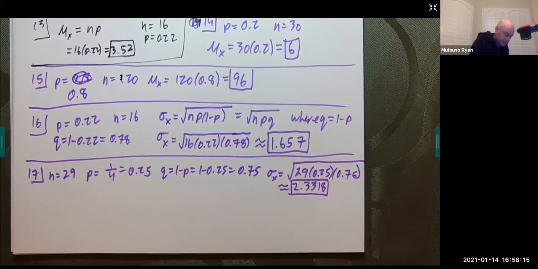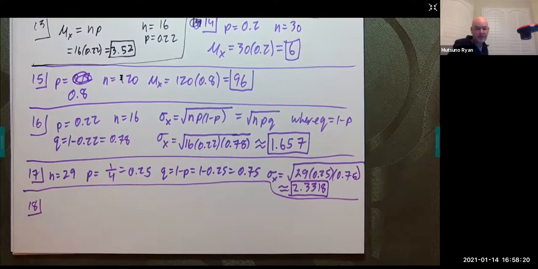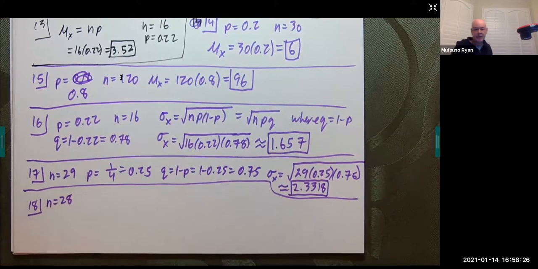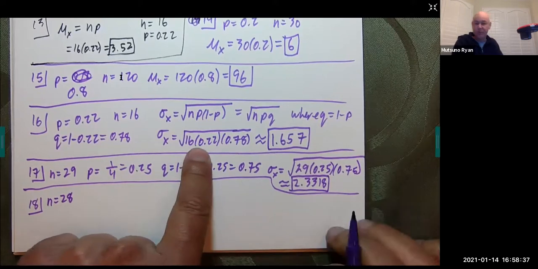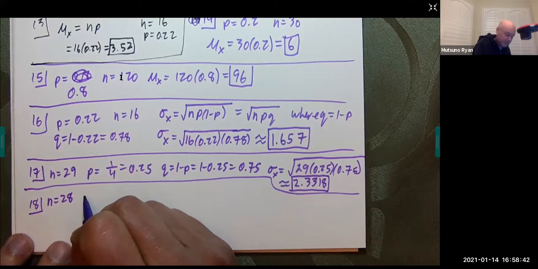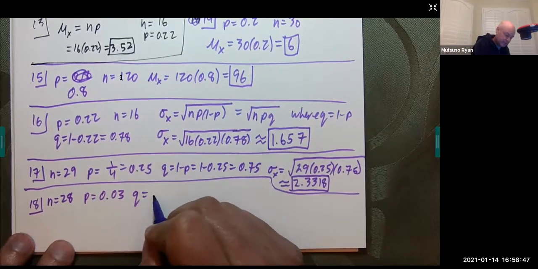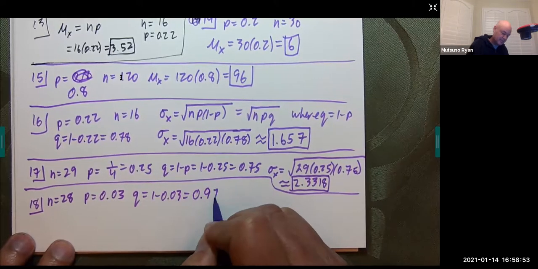And number 18, I'm going to try squeezing down here. A company manufactures batteries in batches of 28, and it's 28 in this case. And there is a 3% rate of defects. Find the variance for the number of defects per batch. Now, variance is just our standard deviation without the square root. So our P in this case is 0.03, that's 3%. Our Q in this case is going to be 1 minus 0.03, which is 0.97.